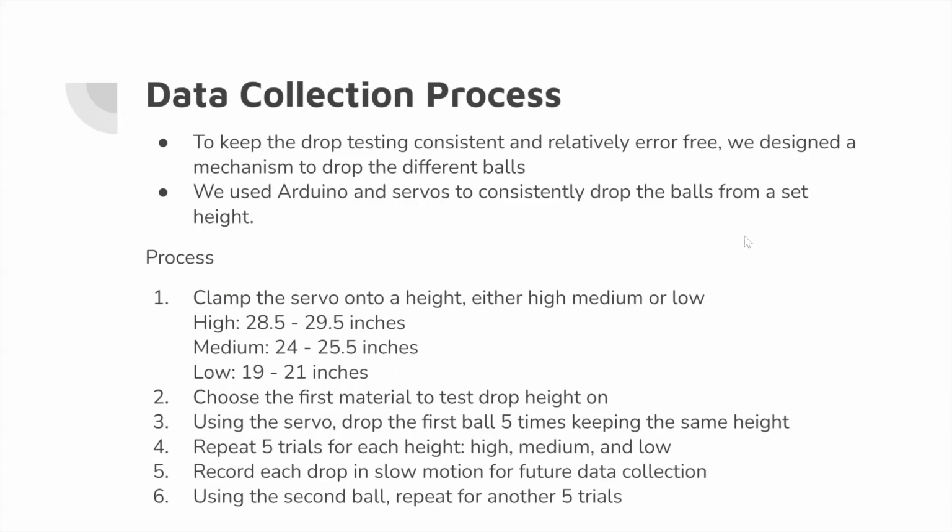For our process, we decided to make a mechanism to help reduce error and deliver consistent results. The first step was that we clamped the servo at a certain height. It was either high, medium, or low. The ranges are on the slide, and we would drop the ball with a repeated number of trials. We did 5 trials at each height, and we did each height for each ball we were testing. This process helped us minimize error and keep consistent results. We recorded the ball being dropped each time, and we slowed it down so we could see what height the ball bounced to.